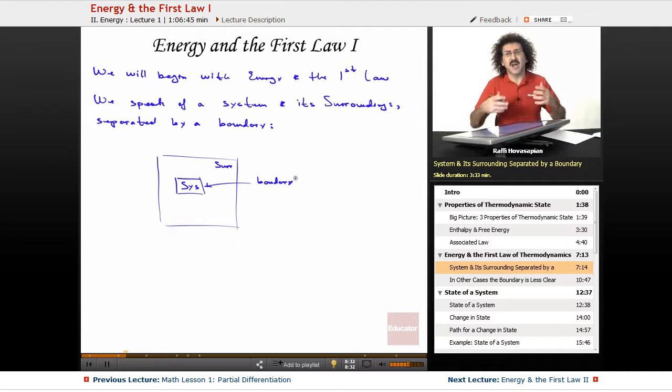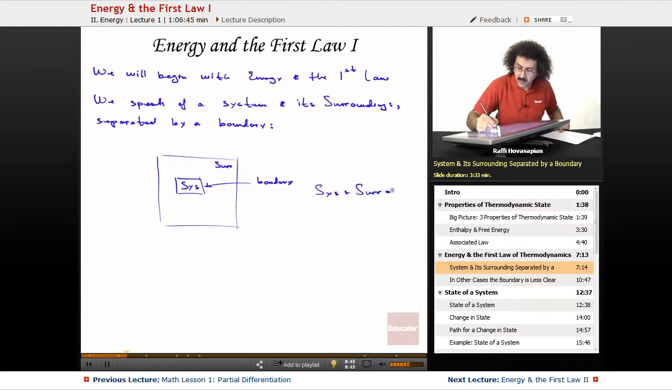That's it. It's up to us what we want to describe as our system, what we want to choose as our surroundings, and what we want to choose as our boundary. Now the system plus the surroundings equals what we call the universe. In some cases, the distinction between system and surroundings is very clear. So, for example, if I had a beaker of water, let's say at 100 degrees Celsius, this is our system.